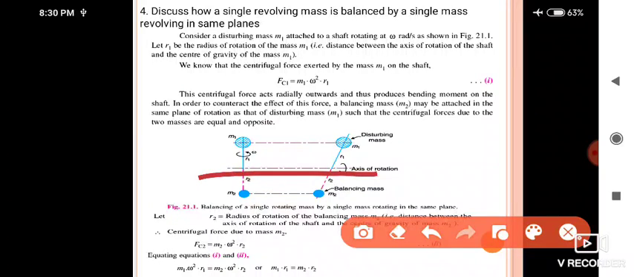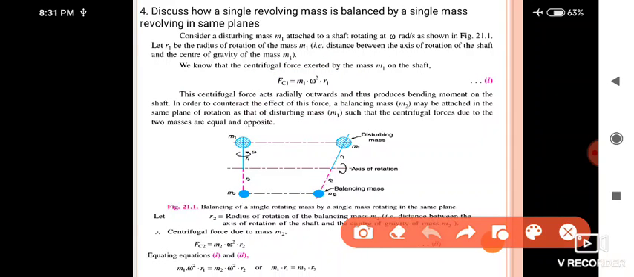Here the mass m1 is fixed to the shaft, so that is considered the disturbing mass. It is shown in the figure. Let r1 be the radius of rotation of the mass m1, that is the distance between the axis of rotation of the shaft and the center of gravity of the mass m1. From the previous chapter, we know that the centrifugal force exerted by the mass m1 on the shaft, Fc1, is equal to m1 omega square r1.